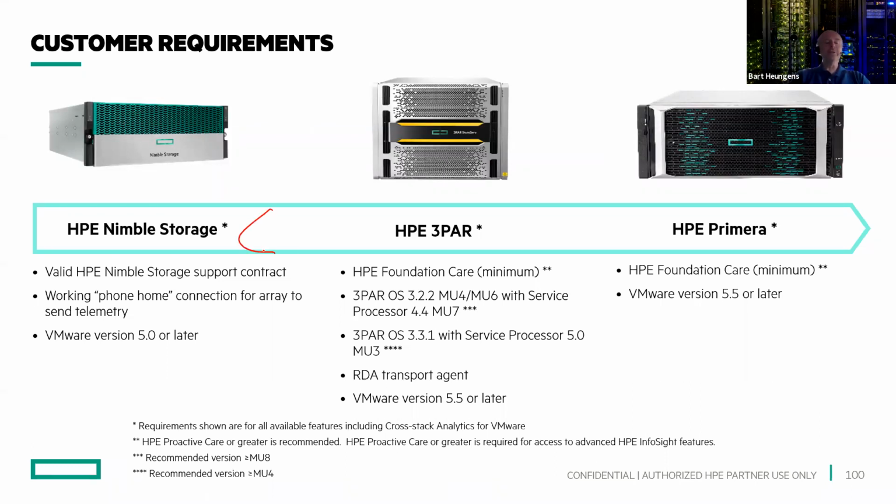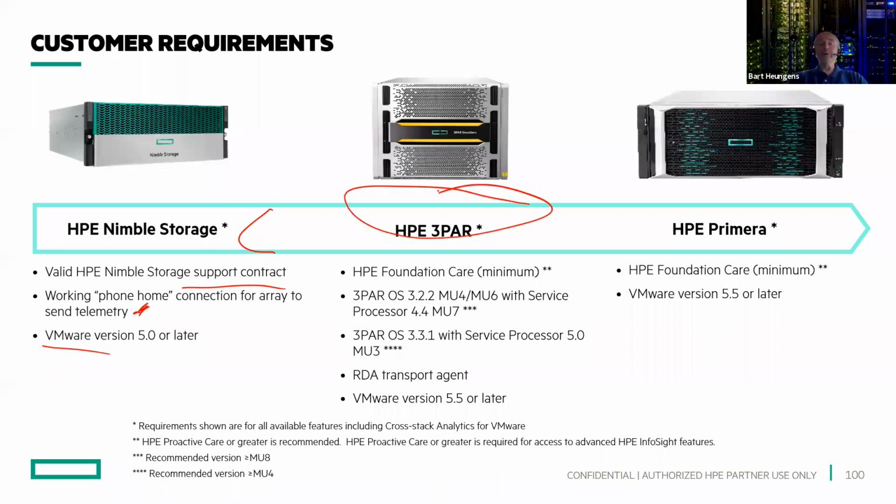Well, for Nimble, you don't need anything. You just need a support contract. And if you want the cross-stack analytics, you need VMware 5, which is end of life already, or higher. And we need port 443, we need some way through a proxy, we need internet connectivity to send the data to InfoSight.